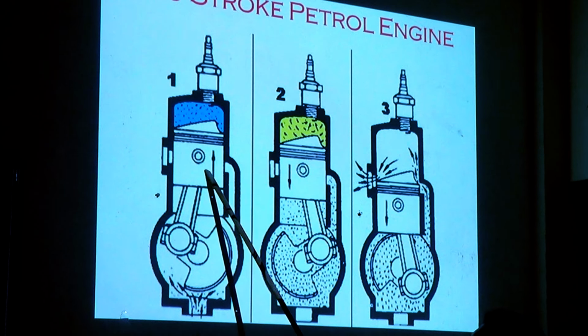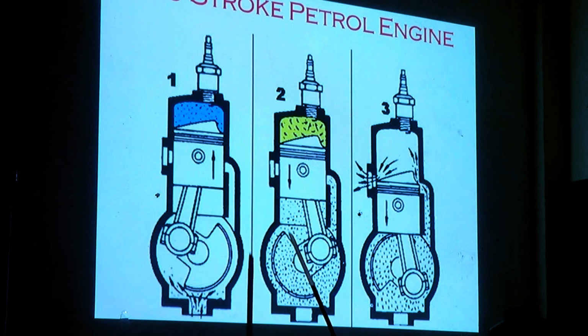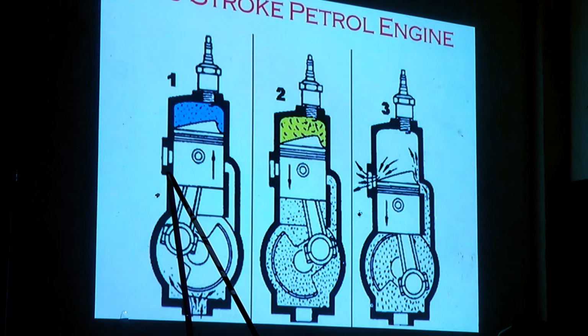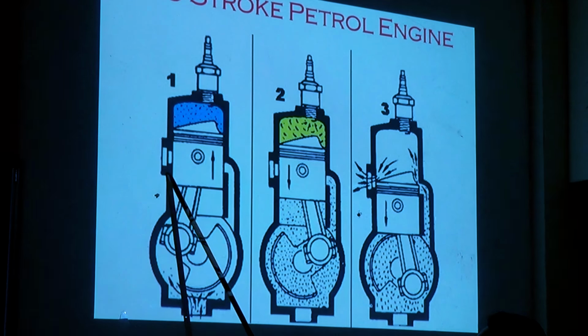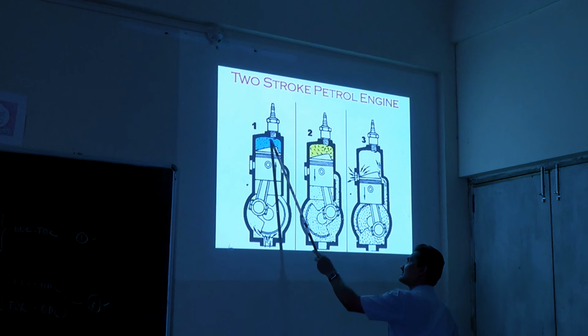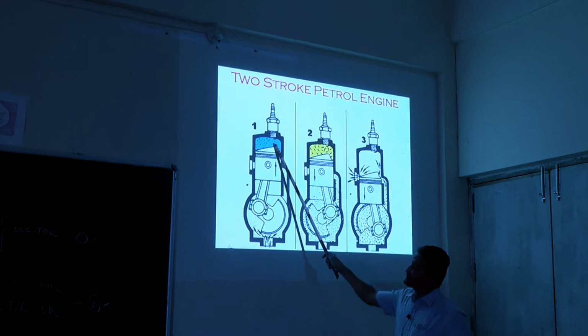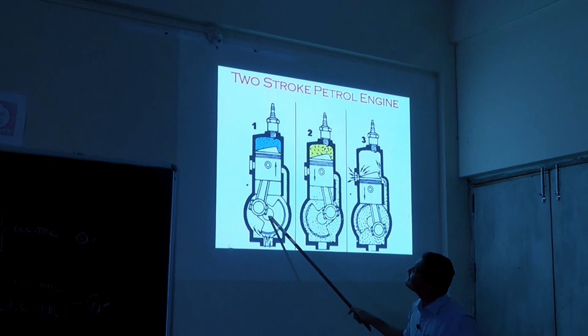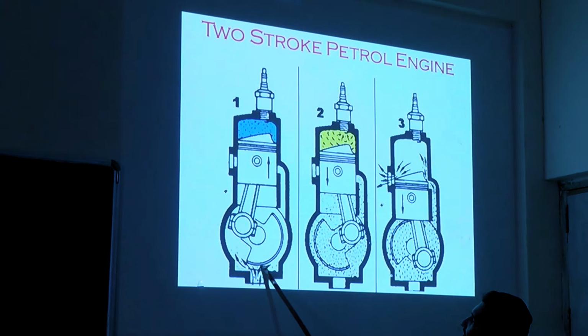So while it is moving in the upward direction, first it will cover the transfer port, then it will cover the exhaust port, and then the compression will start. So this is a compressed charge. So upper side of the piston is compression, and the down side of the piston is what? The suction. So you can see that the charge is entering from the bottom. When the upper side is compression, charge is entering from the down side.